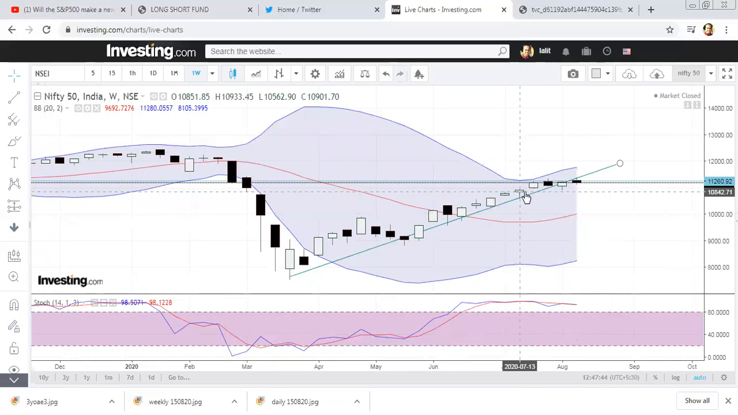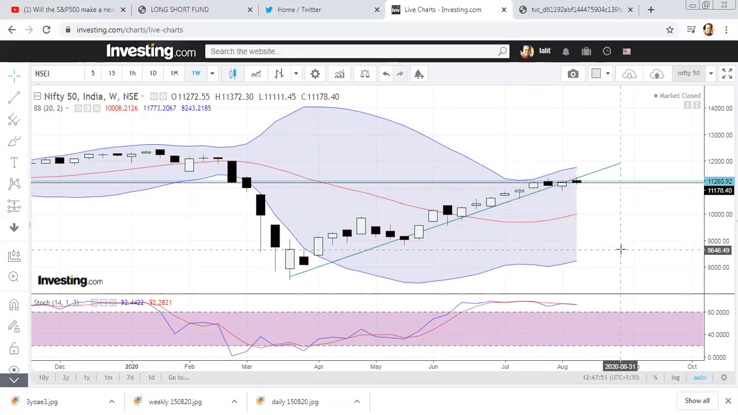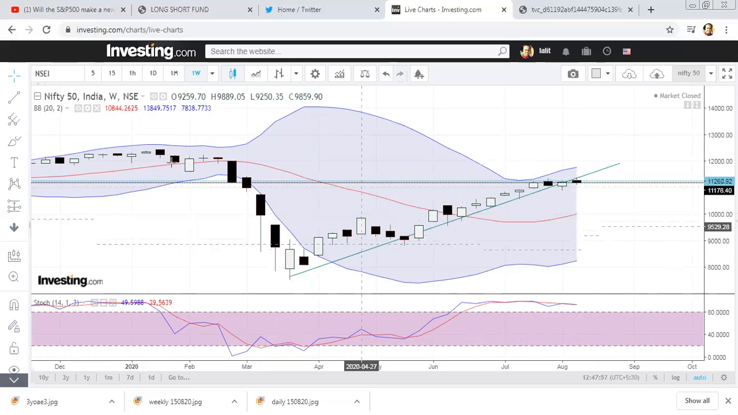Again, on the weekly, I think the support would be, I see the 20-week moving average at around 10,000, so the medium term support could be at around 10,000. So that's on the weekly charts.